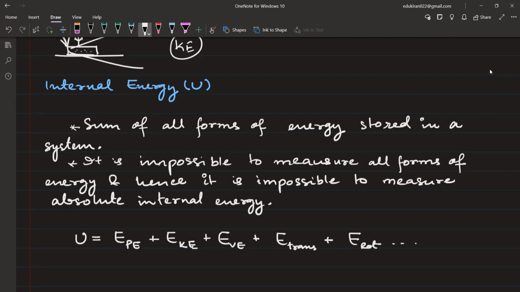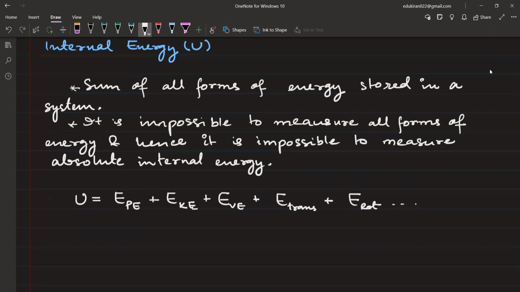Then I go for a walk. I will spend some energy. Then again, I will say the change in the internal energy is this much. So what we can do, we can measure the changes in the internal energy, but we cannot measure the absolute internal energy. So what we can measure? Right, next. Rather, we measure.